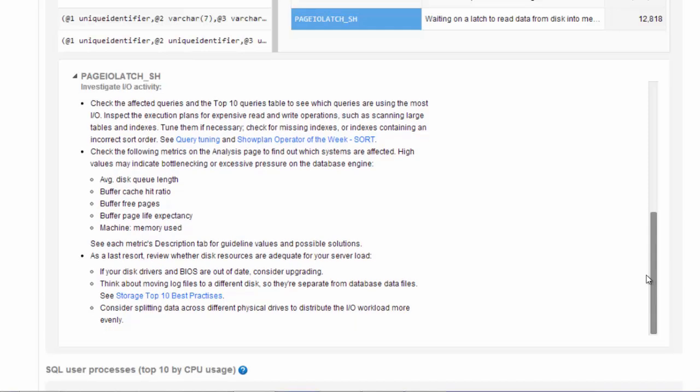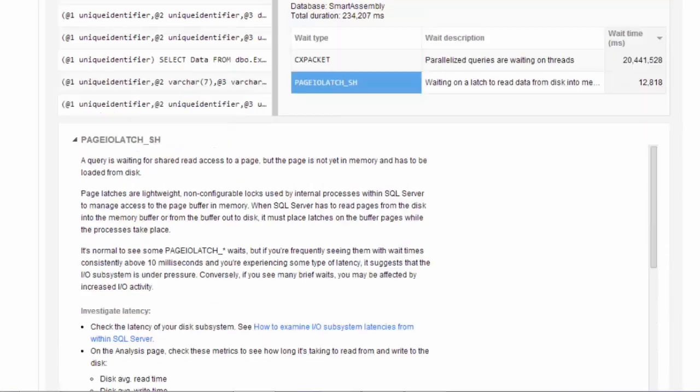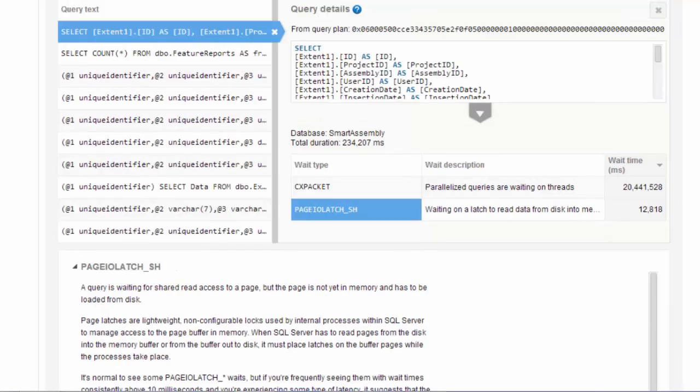We've got links out to best practices, and it's just a whole series of things that are going to walk you through what to do when you identify these waits, how you can then pursue them, drill down on them, and understand them better.